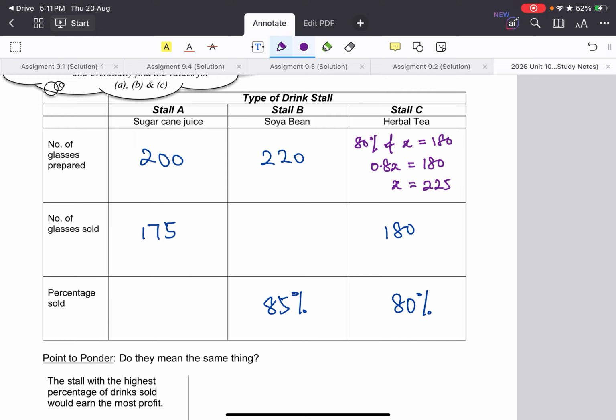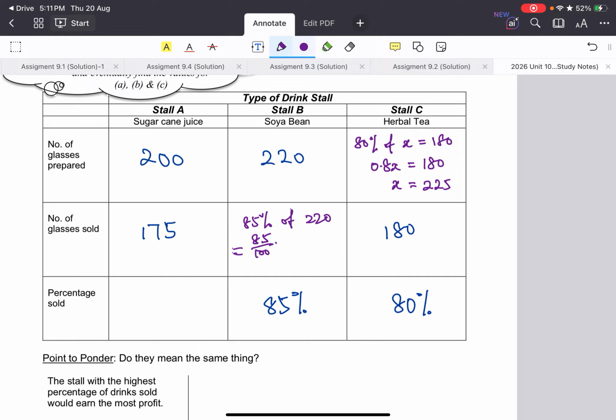So some calculation needs to be made. Now in the second one, soya bean, for the number of glasses sold, we know that's 85% of the total. The total is 220. So if we work this one out, this will be 85 over 100. Let me write better handwriting.